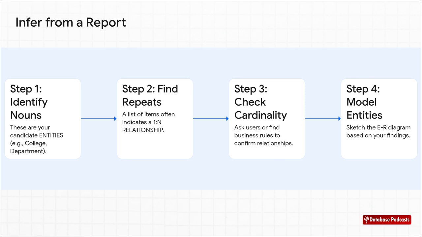First, you just identify the main nouns on a report. Those are your likely entities, things like college and department. Next, look for repeating groups of data. A list of departments under a single college heading? That's a huge clue that you've got a one-to-many relationship. Then you have to actually confirm the cardinality with the users, because the form won't tell you everything. And finally, you take all your clues and you sketch out the ER diagram.